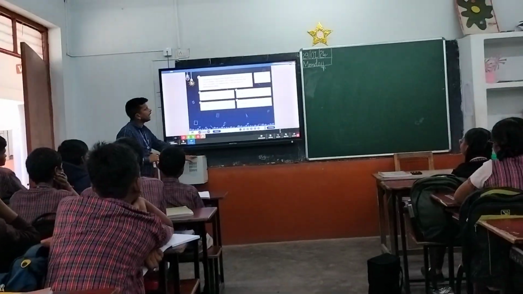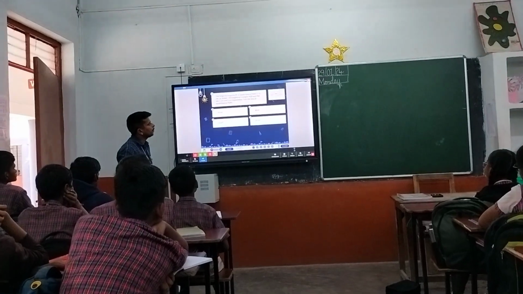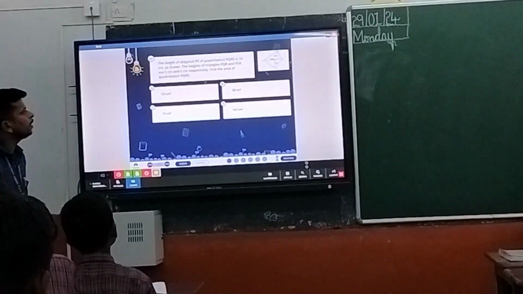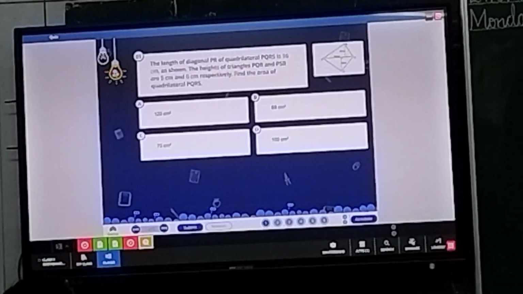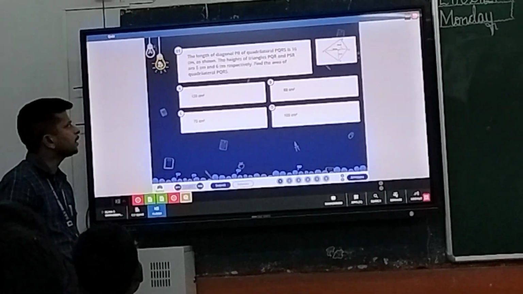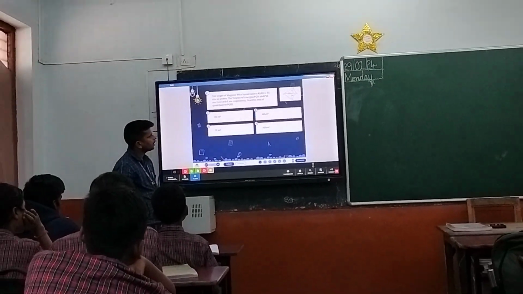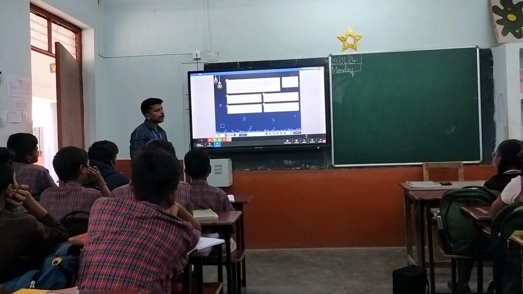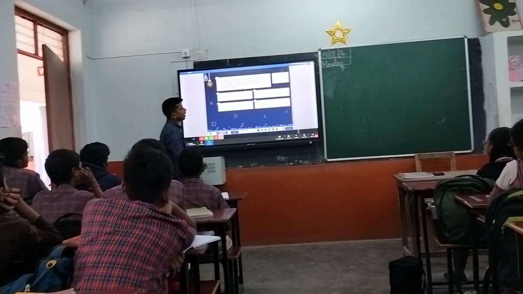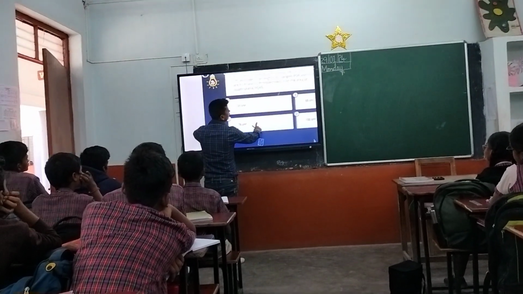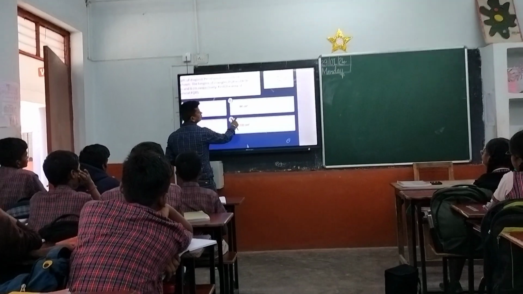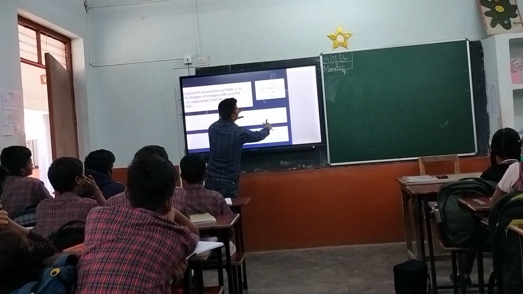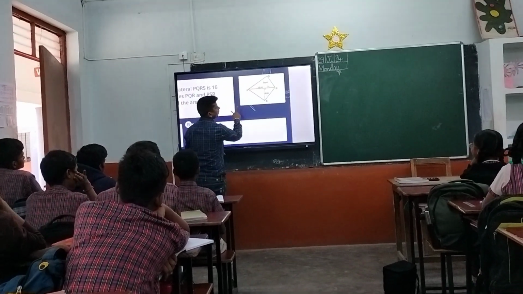The length of diagonal PR of quadrilateral PQRS is 16 cm as shown. The heights of triangles PQR and PSR are 5 cm and 6 cm respectively. Find the area of quadrilateral PQRS. I will just zoom it a little. This is the figure, this is our quadrilateral.